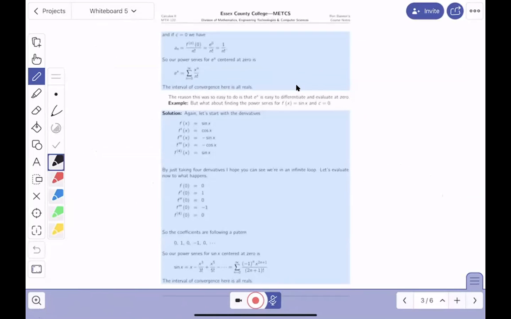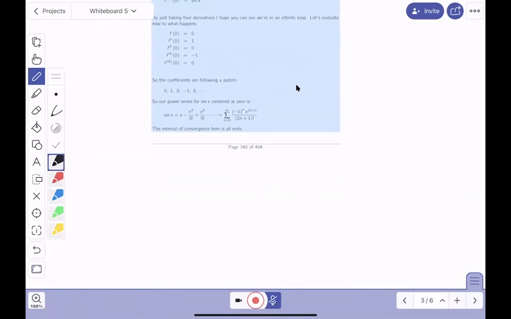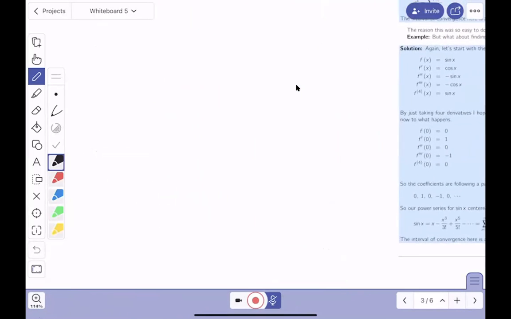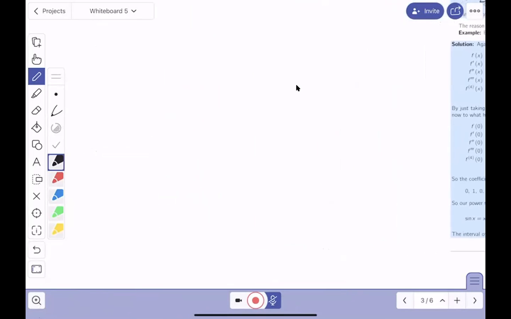The next page goes through a bunch of work, and then they ask you to do the sine one. Let me put the sine one down. And again, I'm just going to quickly review the Taylor series. So what's f of x? It's sine of x.